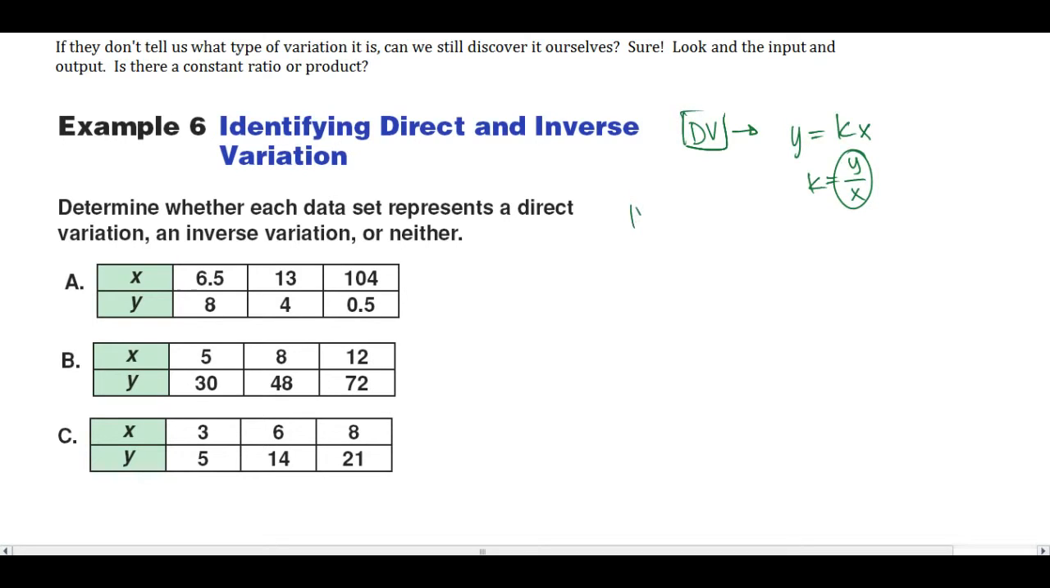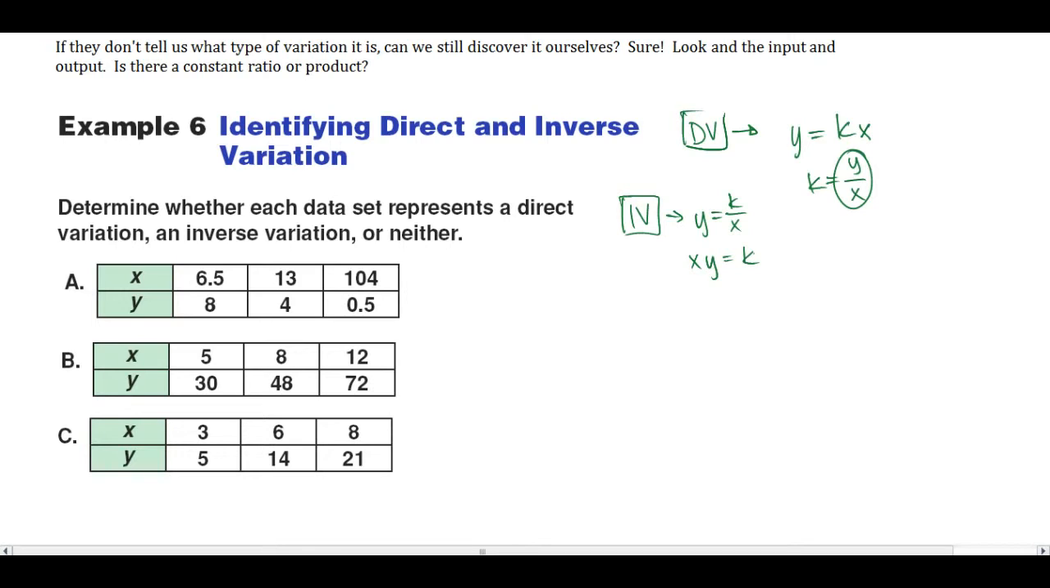Well, guess what happens on inverse variation? You know your formula is y equals k over x. And if I just want to know what k is, I would multiply the x to both sides. So I get xy equals k. And that is my inverse variation check.